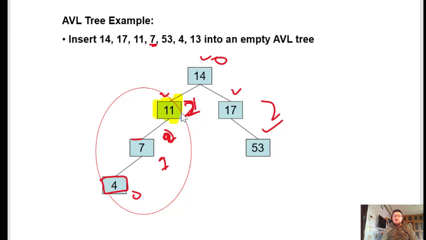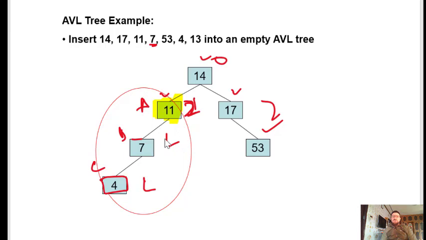So this 11 is in a problem, and from 11 I say this is my A, this is my B, and this can be my C, and I am seeing this is the RR rotation, sorry, LL rotation. Both the nodes are on the left side, so it is LL rotation.